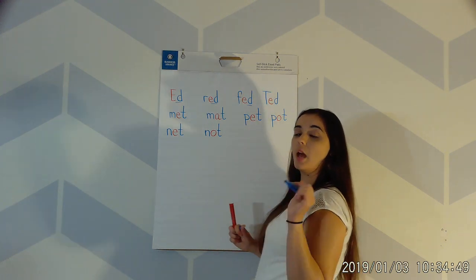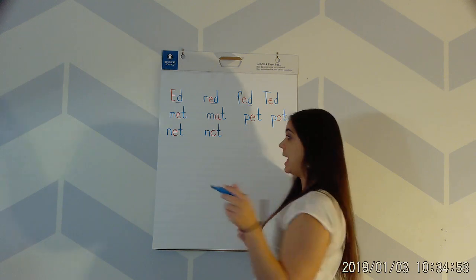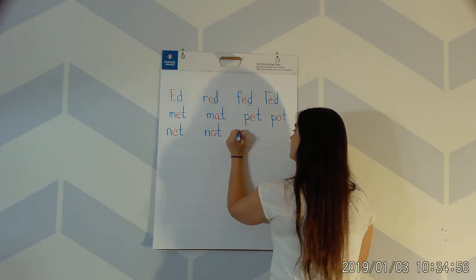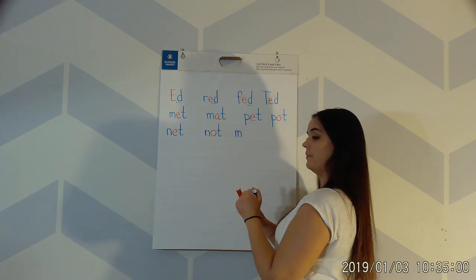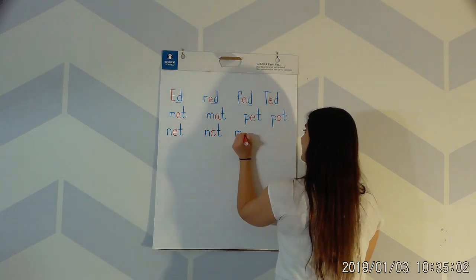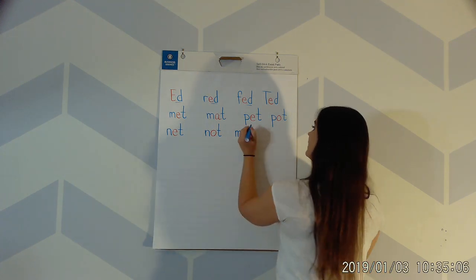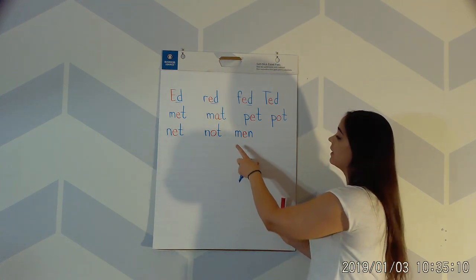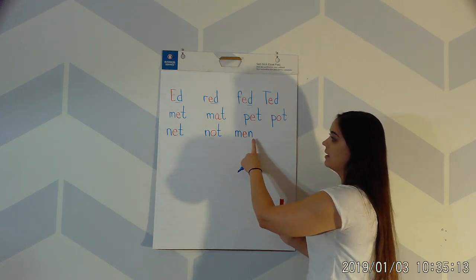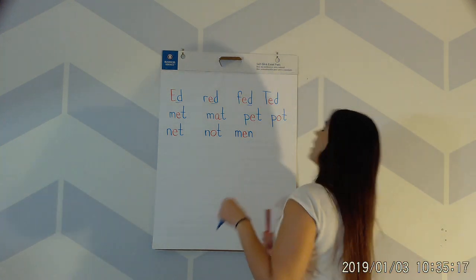Men. Men. All right, first letter M. What does M say? E says eh. N says, let's blend. Eh. Men. All right, next word.